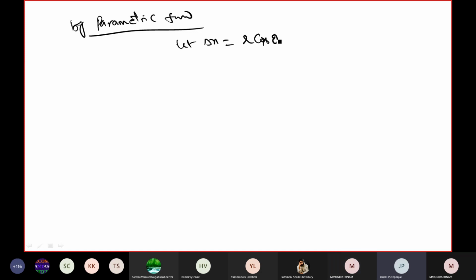So we'll do it in parametric form. By parametric form, let delta x equal to r cos theta, delta y equal to r sin theta. Okay na? Square root of delta x whole square plus delta y whole square will be r. This will be delta rho.